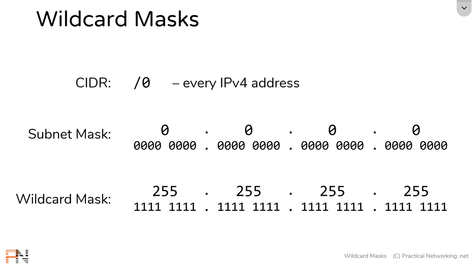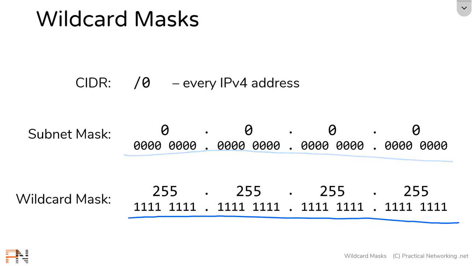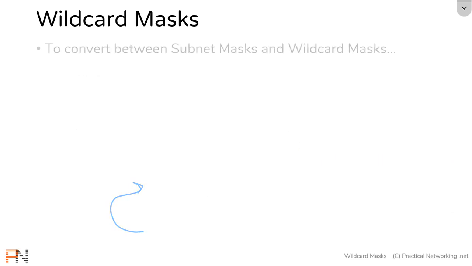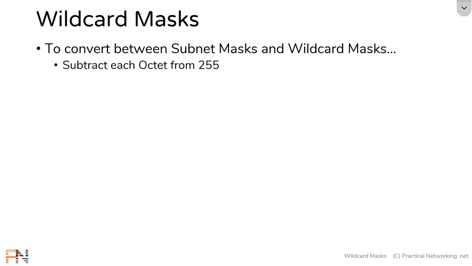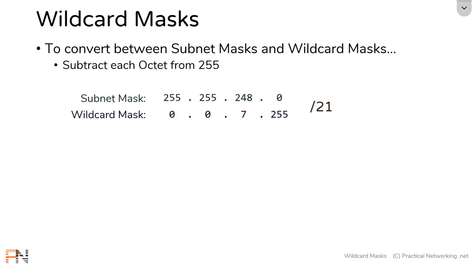So you'll always be able to convert between wildcard mask and subnet mask by taking the binary of the subnet mask, flipping all the bits, and converting it back into decimal. But there's also an easier way to do the conversions. That easier way involves simply subtracting each octet from 255. For example, this is the /21 that we converted earlier using binary. A simpler way to have converted it from subnet mask to wildcard mask would simply be to subtract each octet from 255. So 255 minus 255, that's 0. 255 minus 255, that's also 0. 255 minus 248, that gets you 7. And 255 minus 0, that gets you 255.